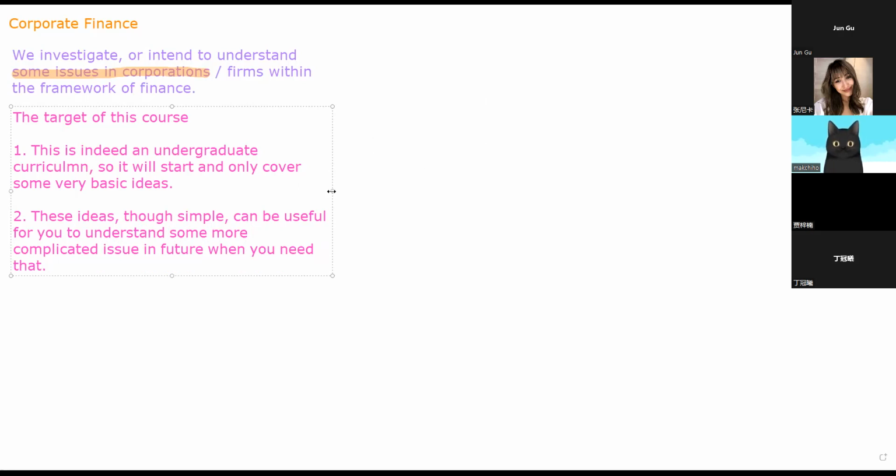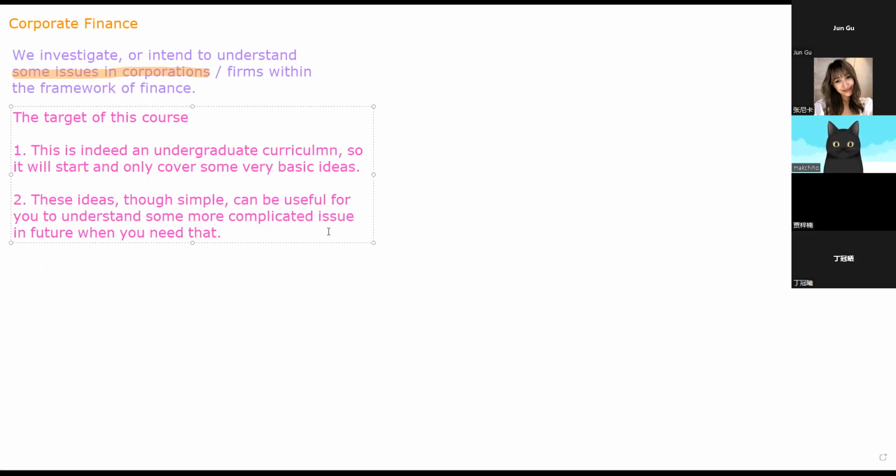For example, some students will say, well, I'm going to seek a career in some investment banks. And very likely I work in the corporate finance department. Well, in this kind of department, you would work as an analyst or as an agent for M&As, where you will need some very fundamental ideas about the course.